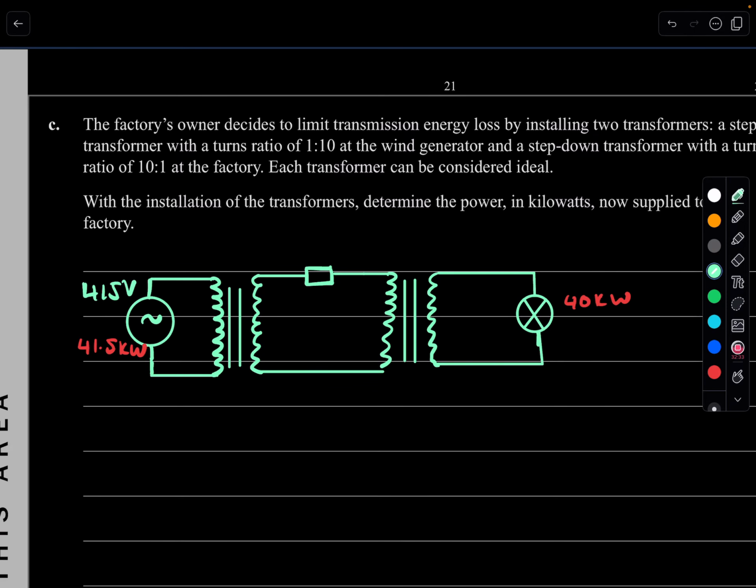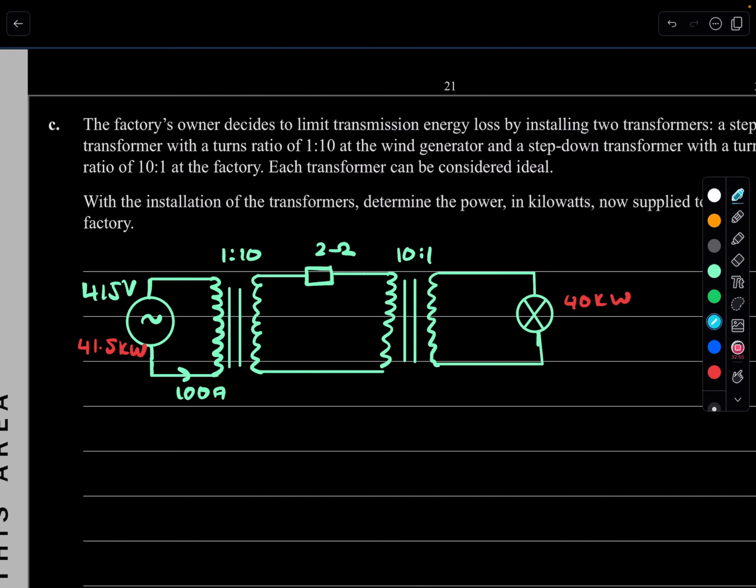So we know, of course, the current here was 100 amps. The power is how much we're still generating. And we know the turns here is 1 to 10, because it's step up. And this one's 10 to 1 because it's a step-down transformer. Of course, this is 2 ohms here. So let's have a think here.